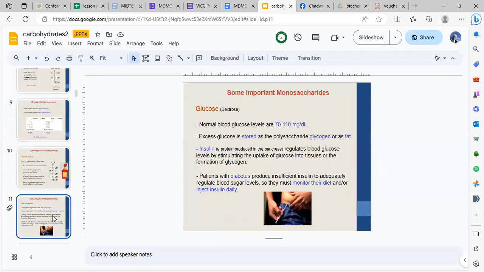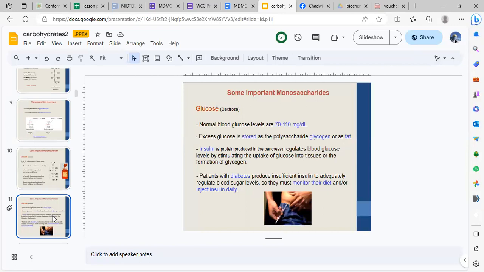So the D-glucose or dextrose that we use in the hospital. The normal blood glucose levels should be 70 to 110 milligrams per deciliter. Sometimes our blood glucose level fluctuates, especially after we eat, so it can go beyond that.